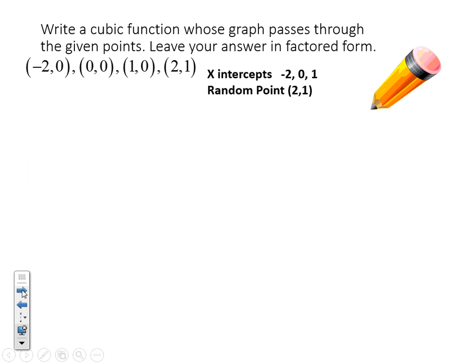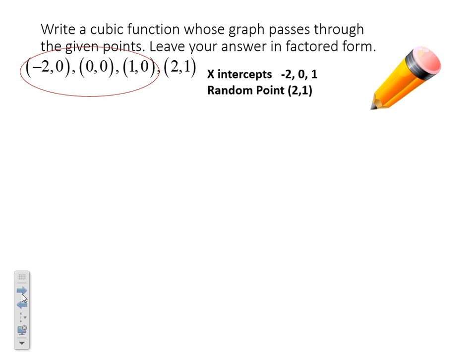Let's do one more. Write a cubic function whose graph passes through these points. Leave your answer in factored form again. So looking at this list of points, there are 4 points. 3 of them are going to be our x-intercepts and 1 is going to be our random point. Because these 3 all have 0 for the y value, these are the x-intercepts. So my x-intercepts are at -2, 0, and 1. My random point is (2, 1) then.